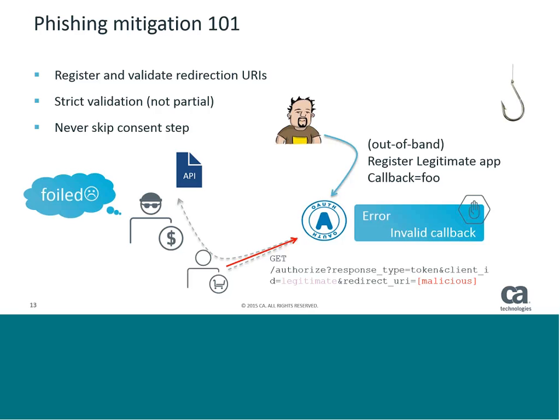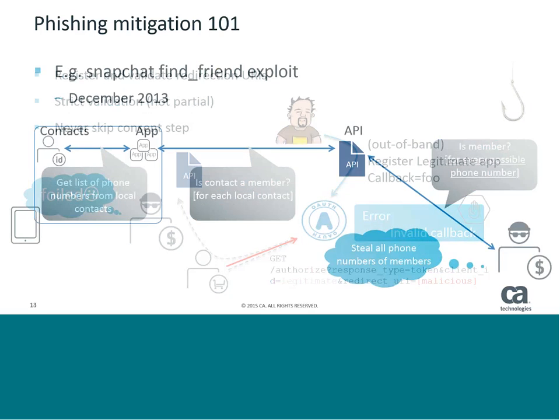Strict validation, again, not just partial, but really validating the request appropriately, and making sure that there is a consent step as well. That is also important because some of these are kind of automated bots and those kinds of things. So it's very easy to walk over that if you don't have that kind of a step in there. So make sure that you have that kind of a mechanism to prevent phishing attacks as well.